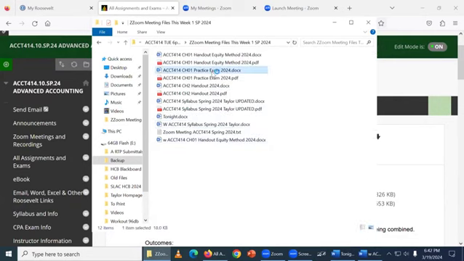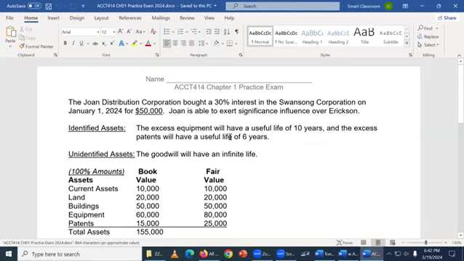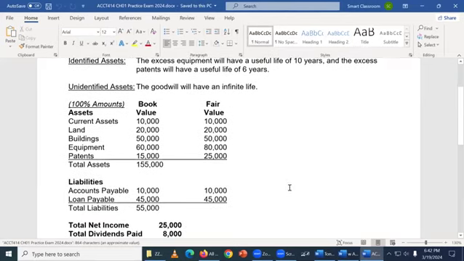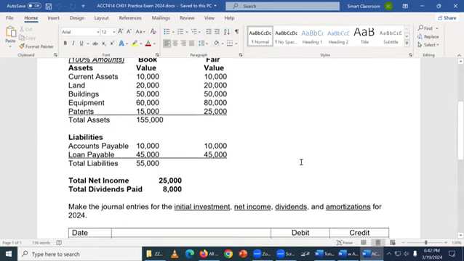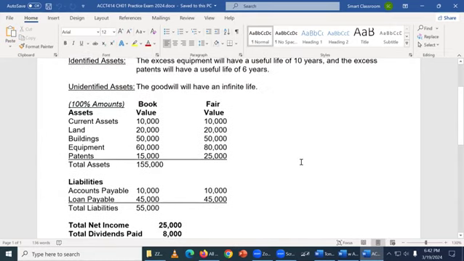Okay, let's go to the practice exam. This practice exam, while it's short, is a little bit tricky. We've got to do all the calculations for it, basically.